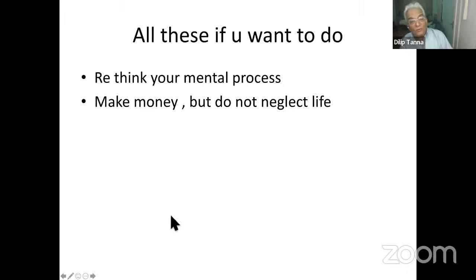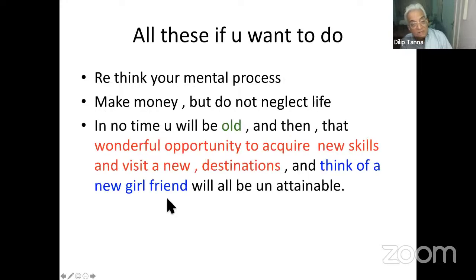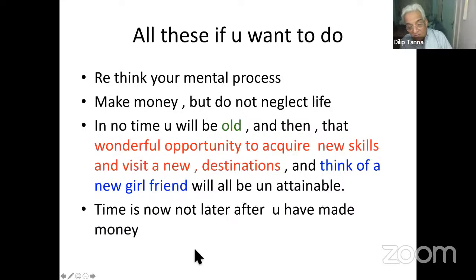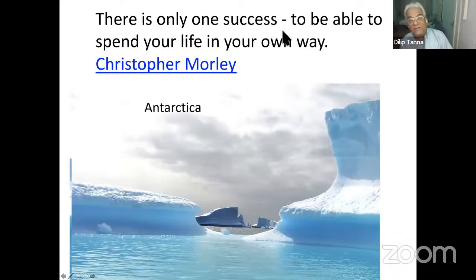All this, if you want to do, rethink your mental process. Make money, but do not neglect life. In no time, you will be old, and that wonderful opportunity to acquire new skills and visit a new destination and think of a new girlfriend will all be unattainable. Time is now, not later after you have made money. There is only one success: to be able to spend your life in your own way.